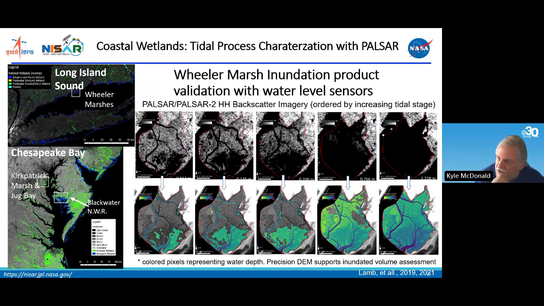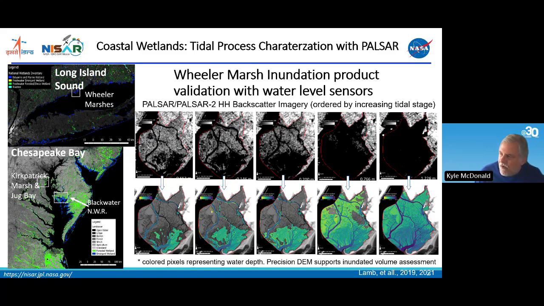Actually, it's not too far from where I'm talking. It's in Connecticut. These are tidal systems, which the inundation changes not only seasonally but on the lunar cycle with the tides. Looking at low tide here to high tide, we get a lot of change in inundation that occurs, but because of the NISAR sun-synchronous orbit, you're observing this at the same time every day.